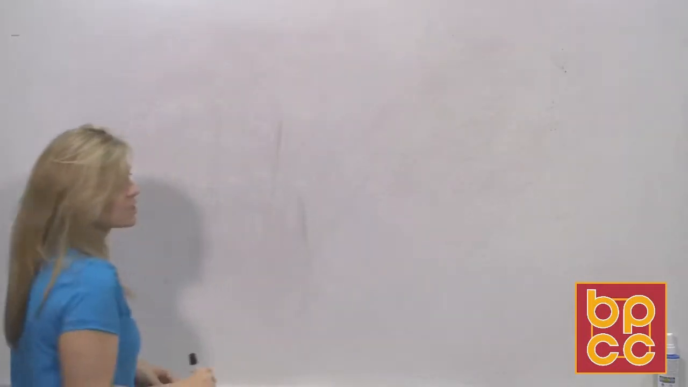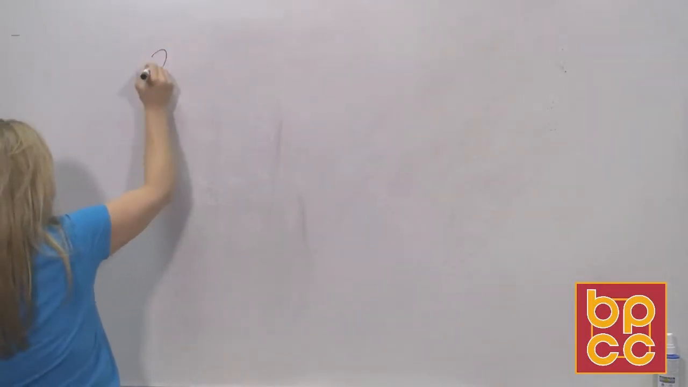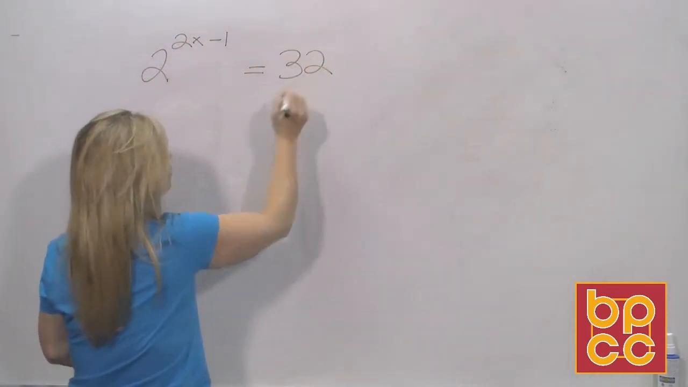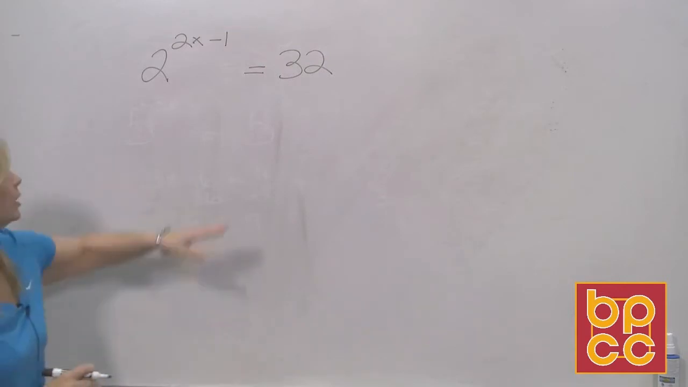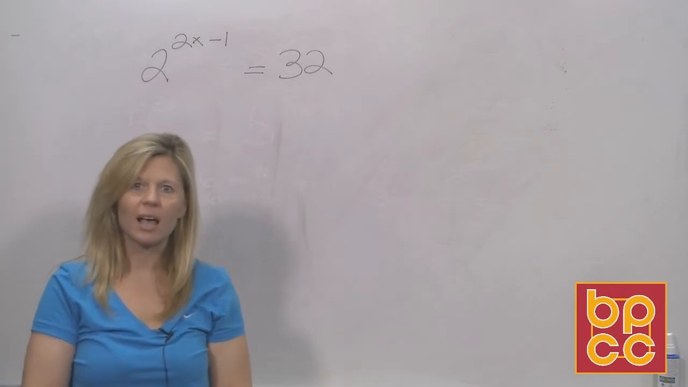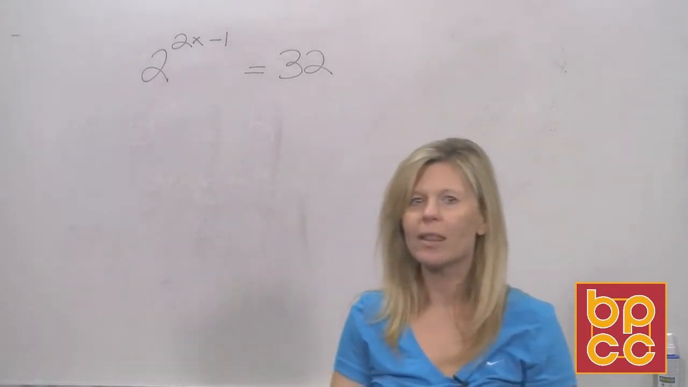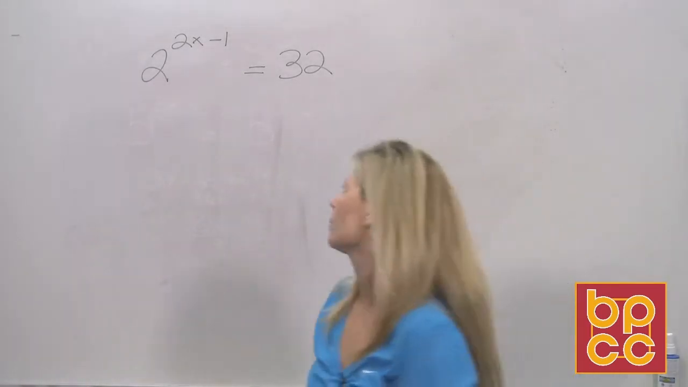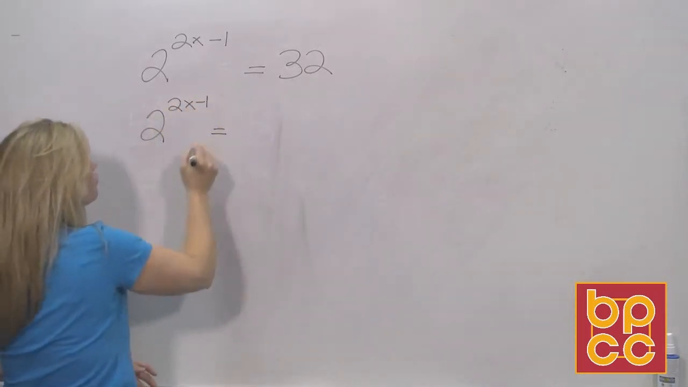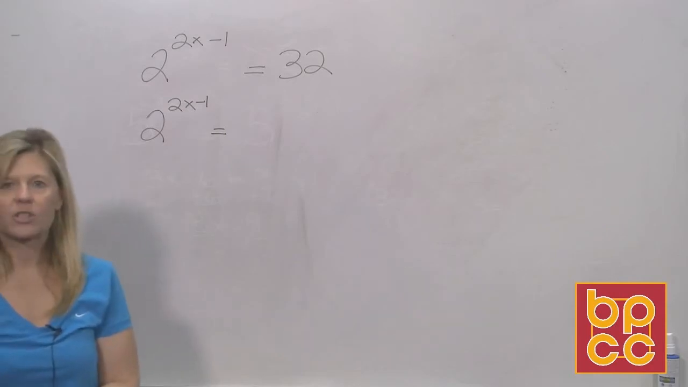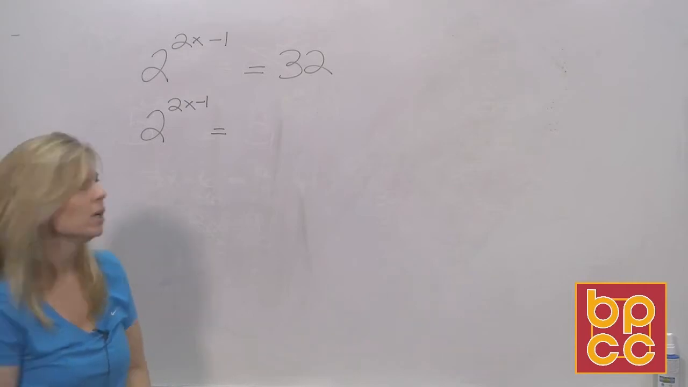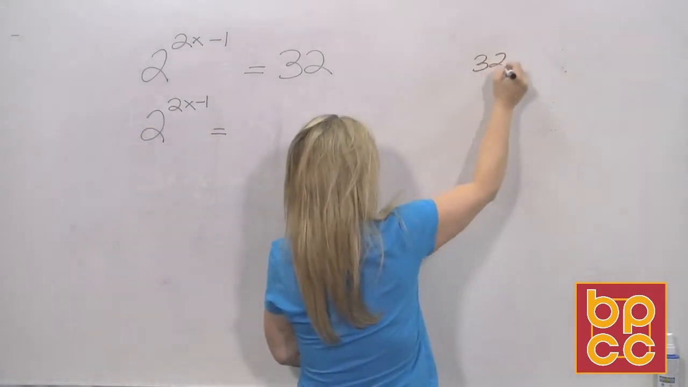All right, so our second exponential is 2 to the 2x minus 1 equals 32. Why is it exponential? Because our x is in the exponent spot. Right now, what's our base on the left? It's a 2. Can we do anything with 2? No, 2 is prime. So we're stuck with the left side. What about the right side? What's our base? It's 32. Is 32 prime? No. So let's go do our factor tree.